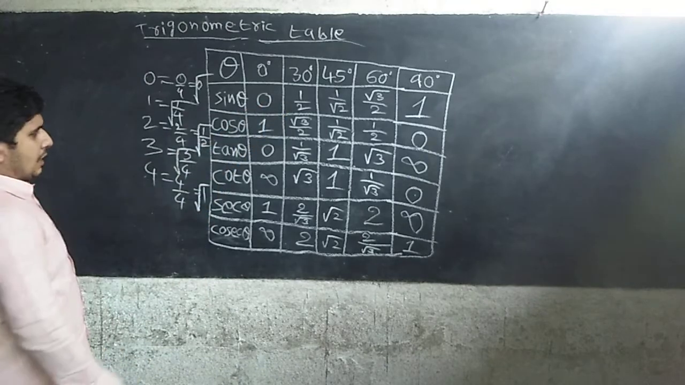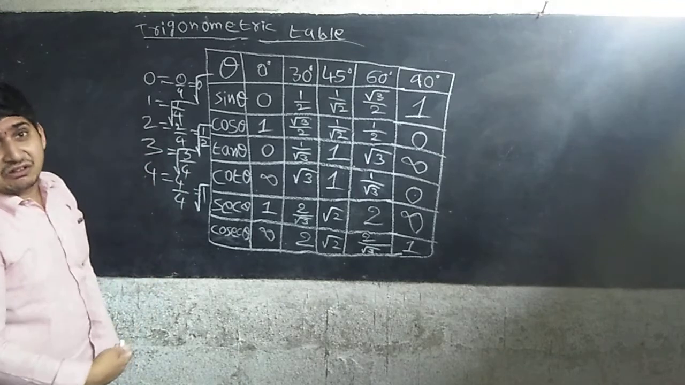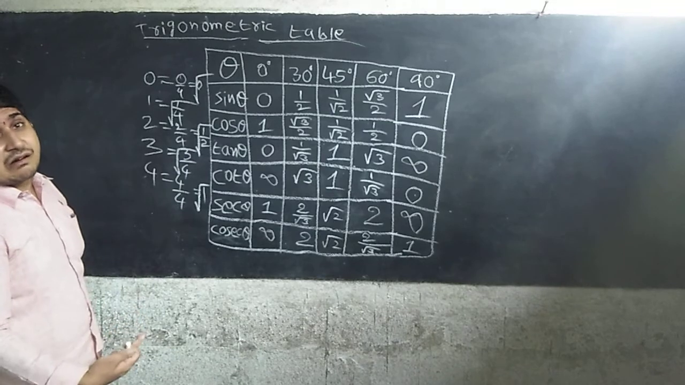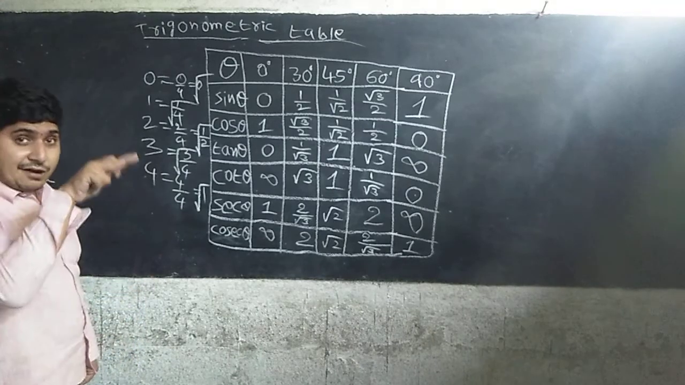Okay, next then. Root 1 by 2 equal to what? Root 1 by root 2. Root 1 equal to 1, root 2 is the root value for 2. So, root 1 by 2 equal to 1 by root 2.